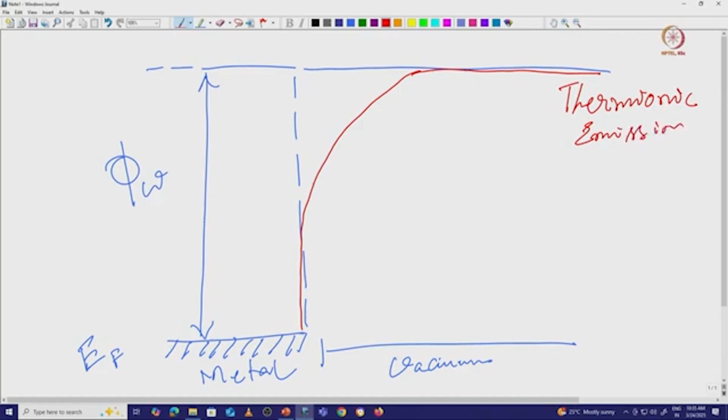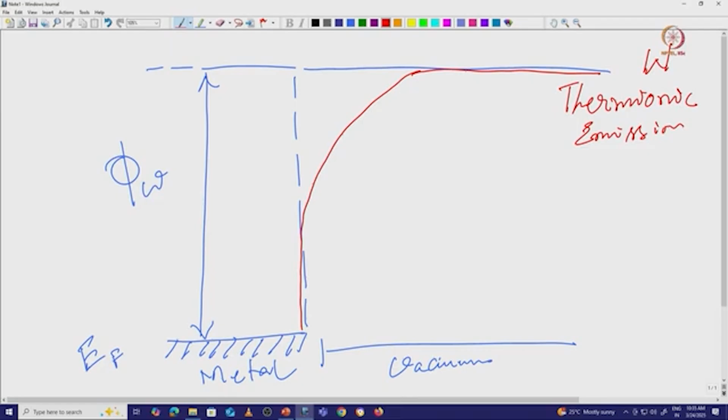Okay, so this is called thermionic emission, and you can see the energy barrier is very high. So you need a huge amount of heat energy to heat that filament and extract the electron. For thermionic emission, one good example is the tungsten filament. Most of the time we are using a tungsten filament.